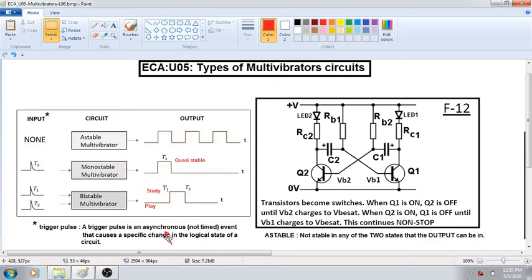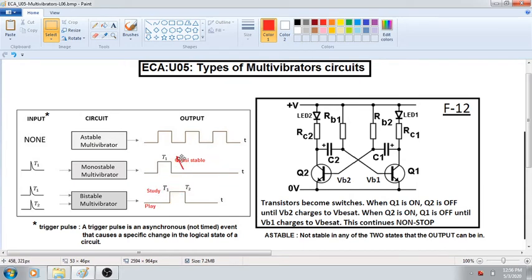Now you can relate the definition to what is happening here. A trigger pulse has come here. It has come without any specific time, and what is happening after the trigger pulse has come? At this time, there is a specific change in the logical state of the circuit. What is the specific change? From the low level, the circuit output has become high. From low it has gone to high. So that is what you have to remember.